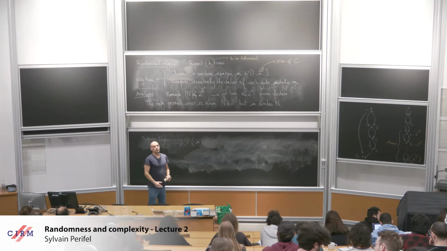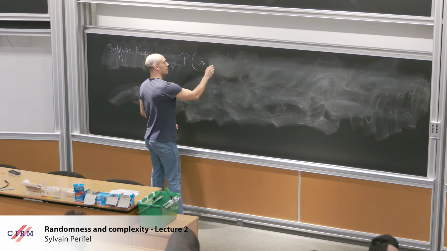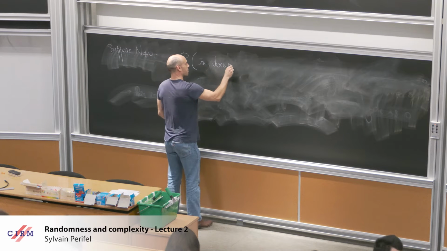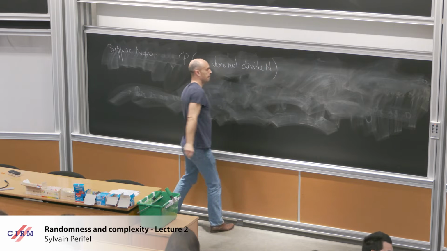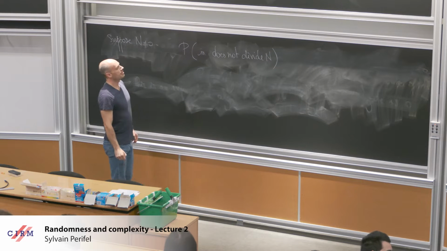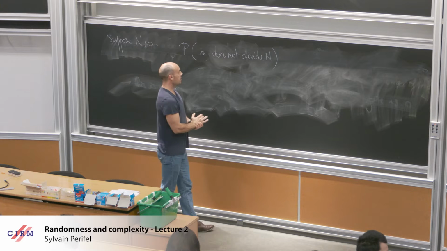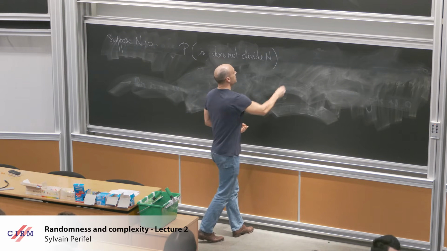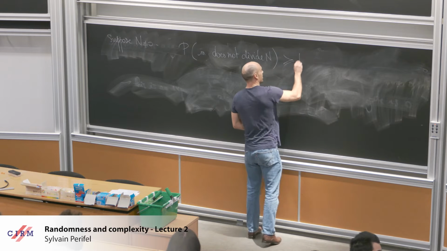We'll try to see the probability of success, actually. We'll try to do it. The probability of success, m does not divide capital N. So what is the probability that m does not divide capital N? So this time, this is at least, yes, this time it's correct.